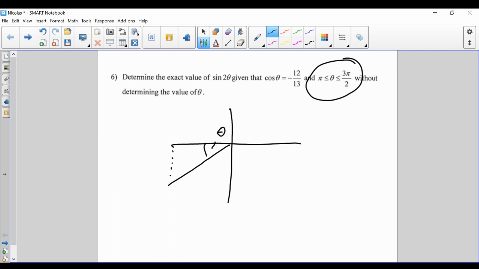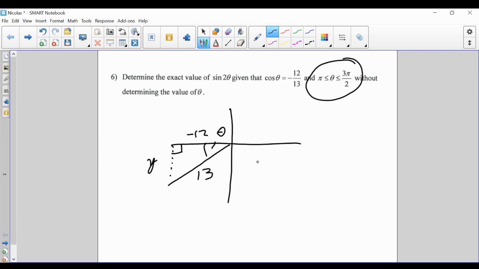So cosine, if you remember SOHCAHTOA, is adjacent. So it must be this side, which is minus 12, over the hypotenuse of 13. The thing I need to figure out is what is this opposite side over here? So of course, I'm going to use Pythagoras' theorem for that. Let's call that y, because it's actually along the y-axis.